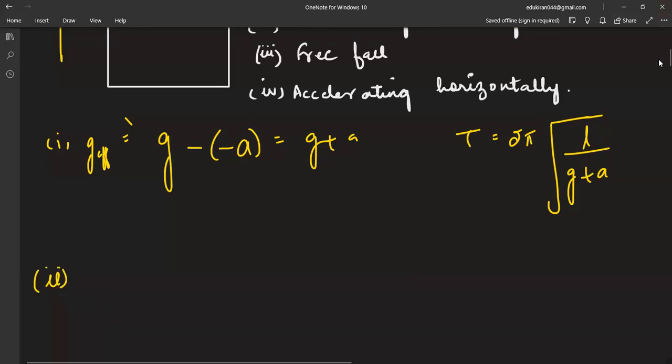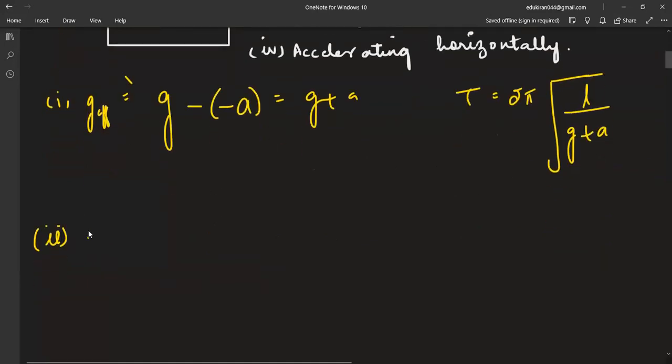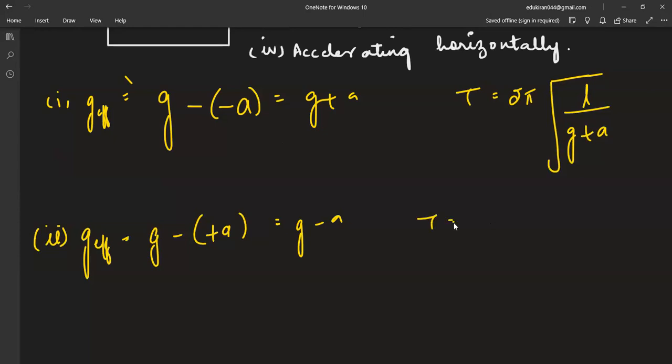Second, in the second one, it is accelerating vertically downwards. So acceleration is in the same direction. That is G minus plus A. That is G minus A. So the equation will be simple: 2 pi under root L by G minus A. That's it.